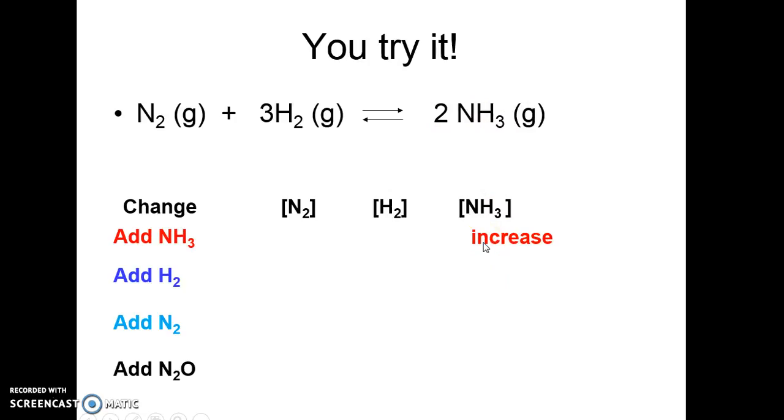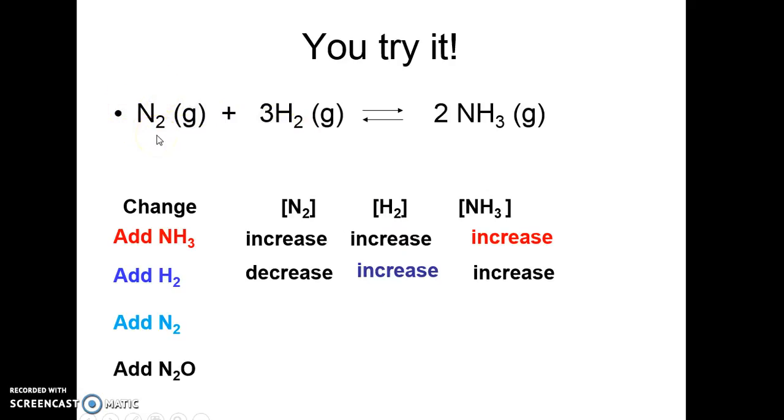Well, adding ammonia causes an increase. What's the reaction of the equilibrium? That both of these increase. If I add hydrogen, I'm increasing the amount of hydrogen. In response, the nitrogen goes down and the ammonia goes up. If I add nitrogen, what's with it goes down and what's opposite goes up.